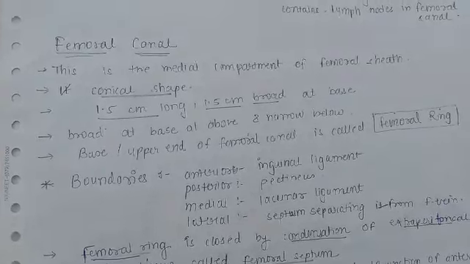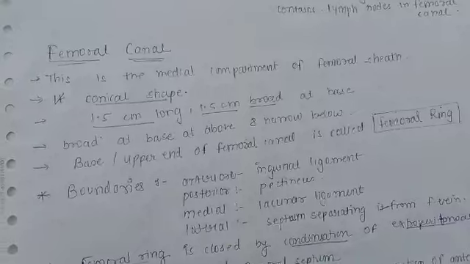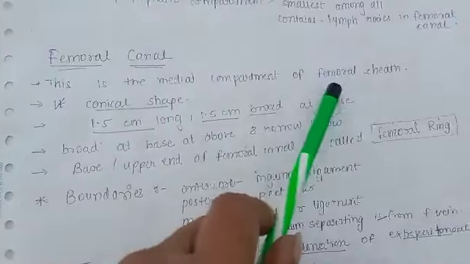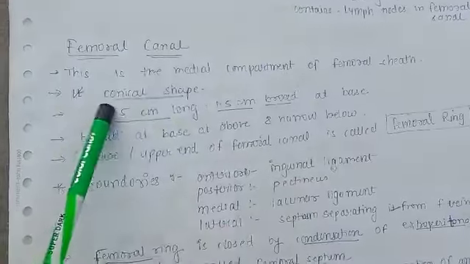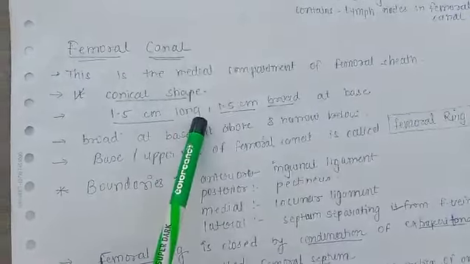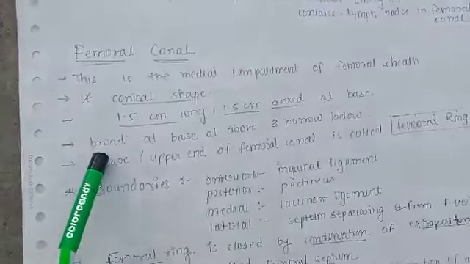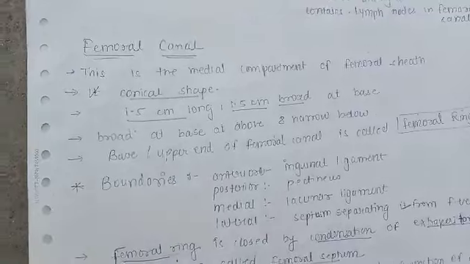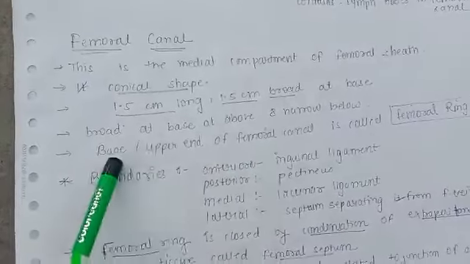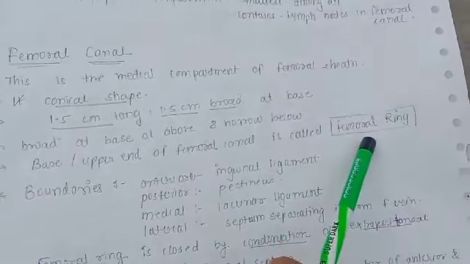Another content of the femoral triangle is the femoral canal. It lies in the medial compartment of the femoral sheath, which is conical in shape, and it is 1.5 centimeter long and 1.5 centimeter broad at the base. Its base lies above and it is narrow below. The base or the upper end of the femoral canal is also called the femoral ring.